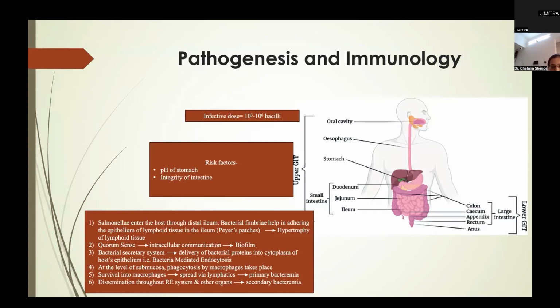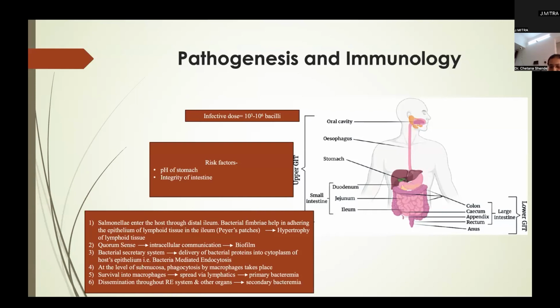Because of the intercellular communication known as quorum sensing, bacteria also produce biofilm. Then these bacteria have a special secretory system, the type 3 secretory system, which helps in the delivery of bacterial protein into the cytoplasm of the host cells, called bacteria-mediated endocytosis. And at this particular level, the bacteria are phagocytosed by the macrophages. But the bacteria keep surviving inside the macrophages, and they spread via lymphatics into the blood vessels.